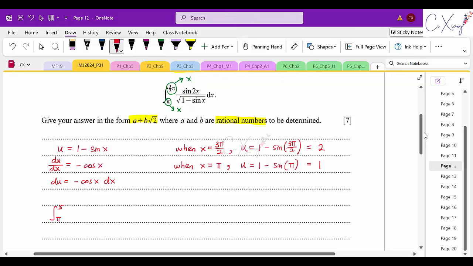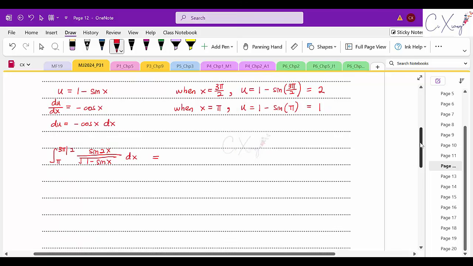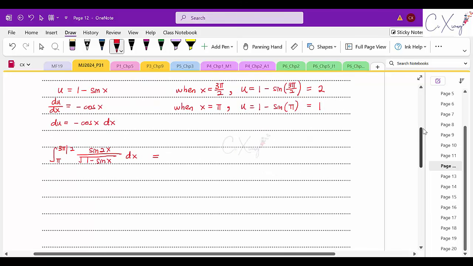So I'm having 3 pi over 2 here. So sine 2x divided by square root 1 minus x, then dx here. Alright, so before I can exchange everything, I might need to expand the sine 2x first. So what is the general formula, or maybe the double angle formula, for sine 2x? Sine 2x can be written as 2 sine x cos x.